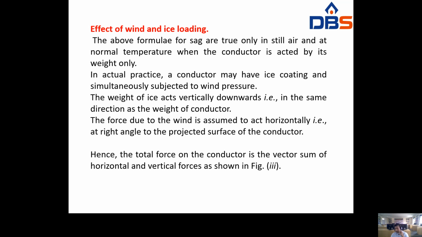Three cases. First case, equal level, equal distance; then not equal distance. For equal level of supporters, S is equal to omega L square by 8T. For unequal level of supporters, we have to determine x1, x2, and substitute the x1, x2 values in S. You have to find out the sag values. Now, if ice and wind effect is there, what will happen?